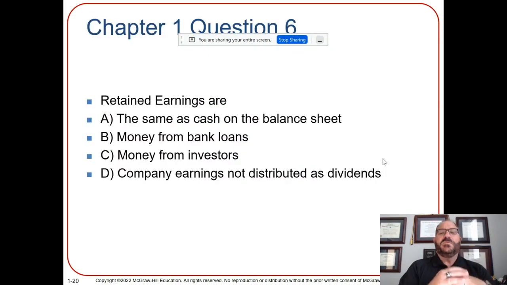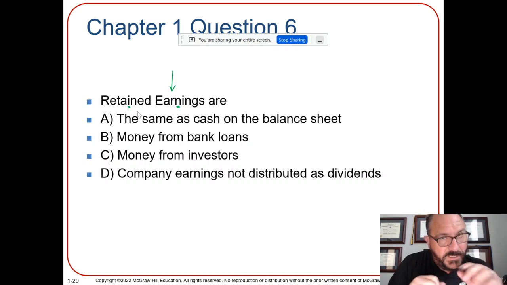All right. Question number 6. What are retained earnings? There you go, there's the question. What are these retained earnings? What are they? Hopefully you know the answer to that one. Again, question number 6. Don't forget, it's on your quiz.